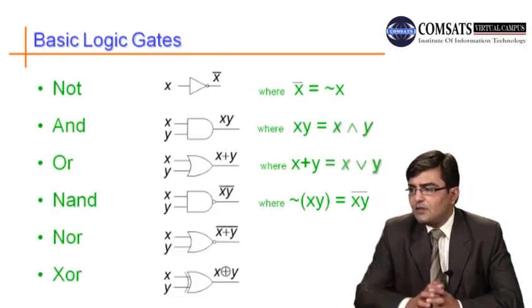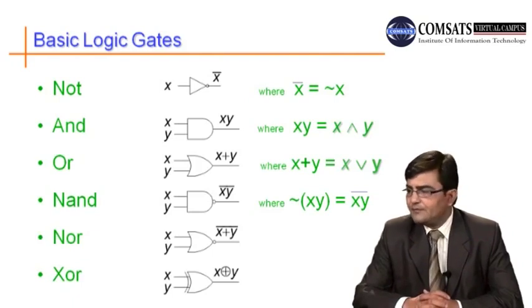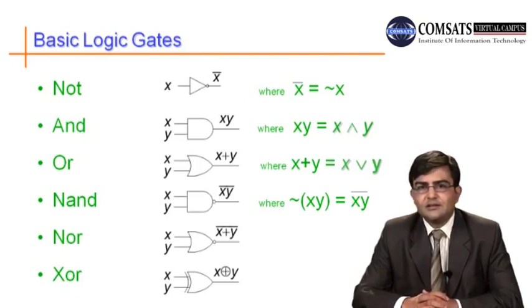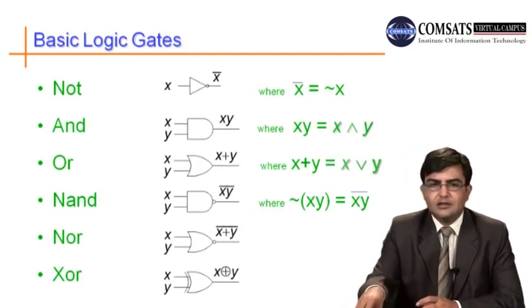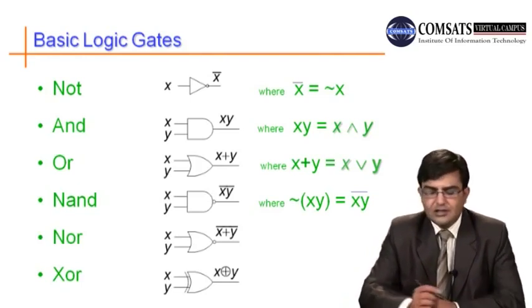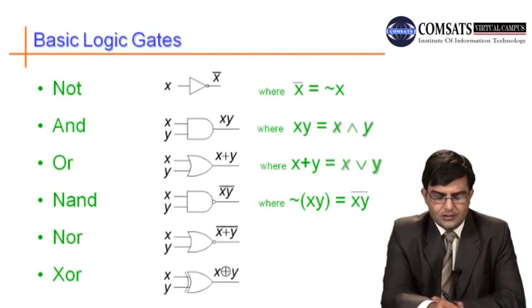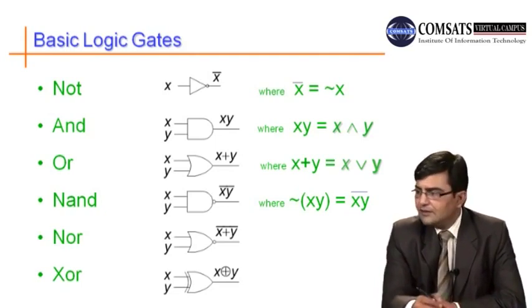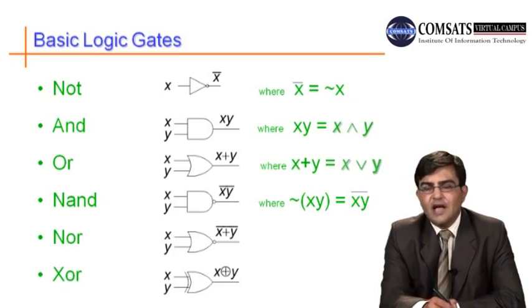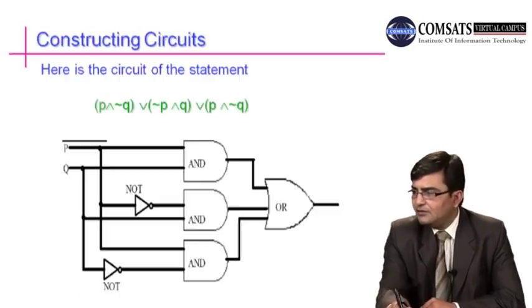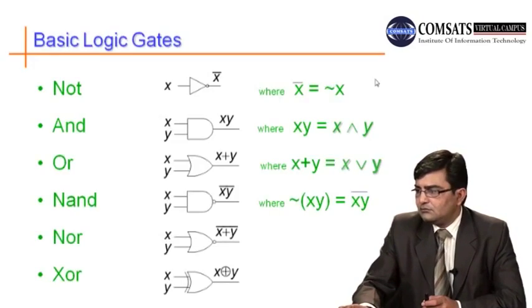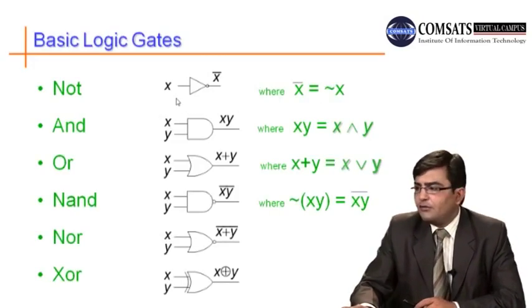So first, what are the basic logic gates? The first logic gate is NOT. As the logical connective, we have the logical connective NOT. We have a basic logic gate which is called NOT, and it is written as you have seen on the screen. This is the form of the NOT logic gate. It has input variable or input proposition as x.